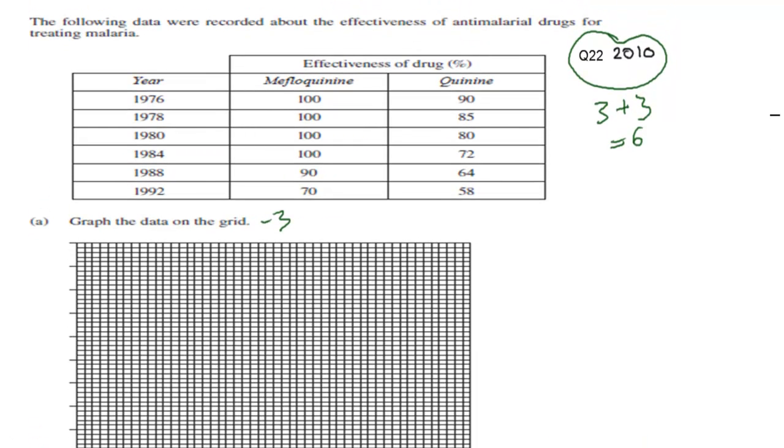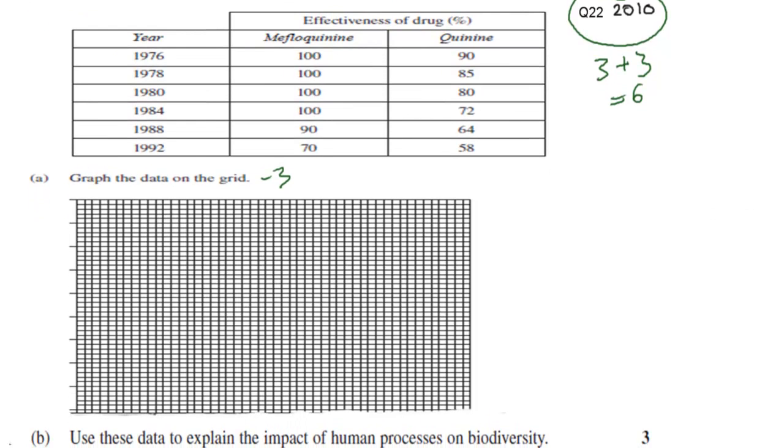It says the following data were recorded about the effectiveness of anti-malaria drugs for treating malaria. So let's talk about how effective it is. We've got the years, the different types of drugs, and the percentage of effectiveness. And the question says, A, graph the data on the grid, and B, use the data to explain the impact of human biodiversity. Both of these are worth 3 marks.